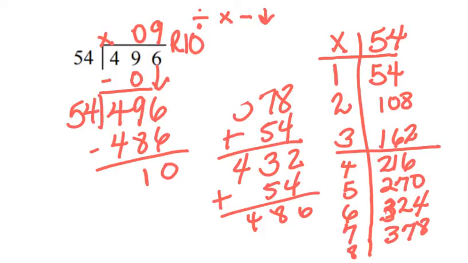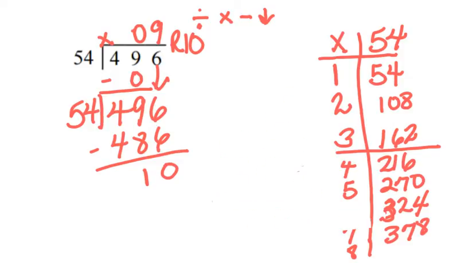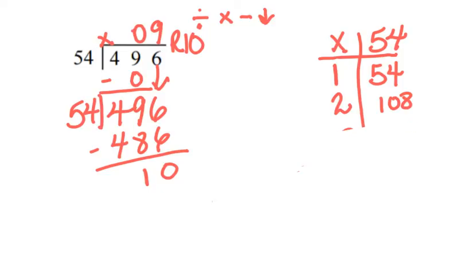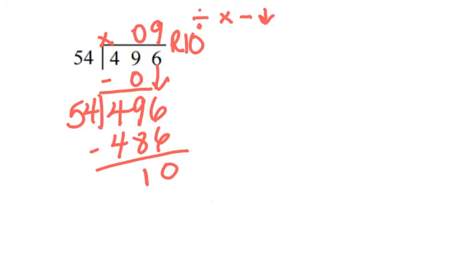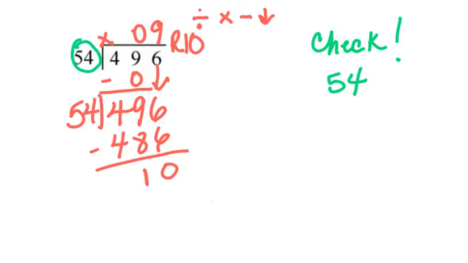Now, if you're unsure that your answer is correct, I'm going to erase my T-chart and I'm going to go ahead and check it. So this is going to be the check. So what I'm going to do is multiply 54, the divisor, by the quotient, which is the answer. So I'm not going to put that 0 there, because that's just saying that there's not any value or digits in the tens place.